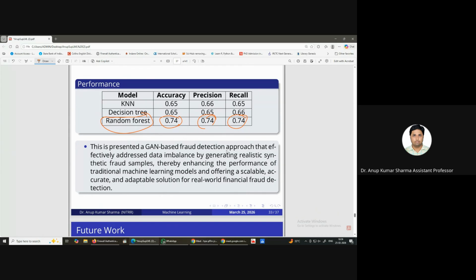So this presented GAN-based fraud detection approach effectively addresses data imbalance by generating synthetic fraud samples, thereby enhancing the performance of traditional machine learning models and offering a scalable, accurate, and adaptive solution for real-world financial fraud.